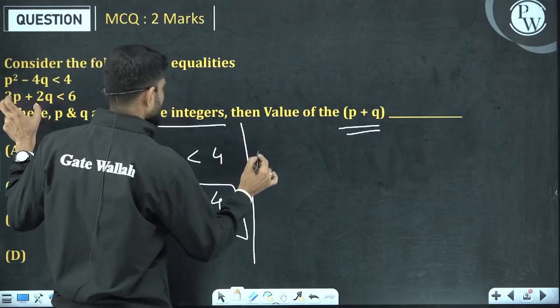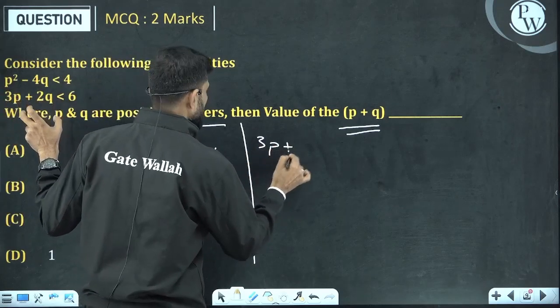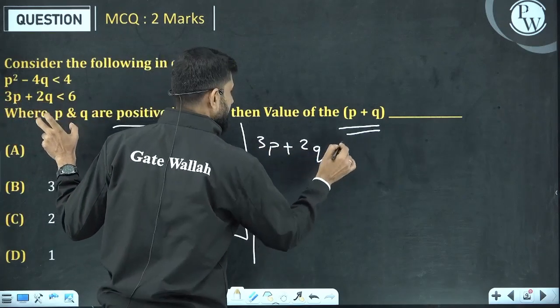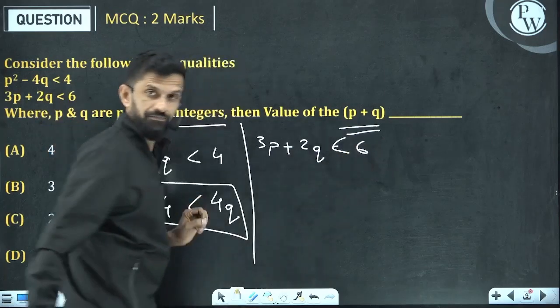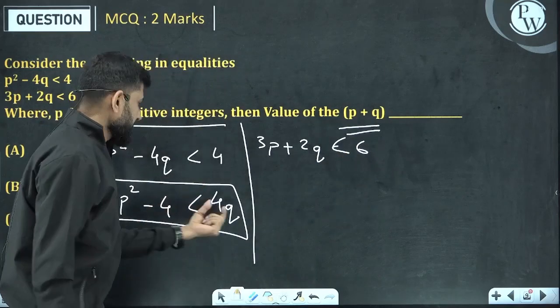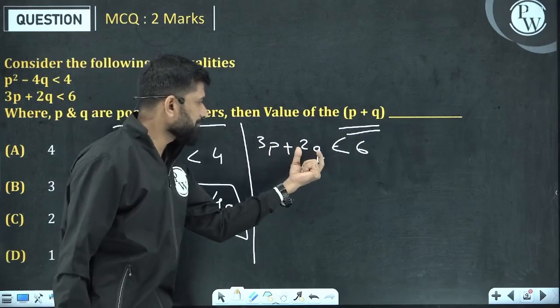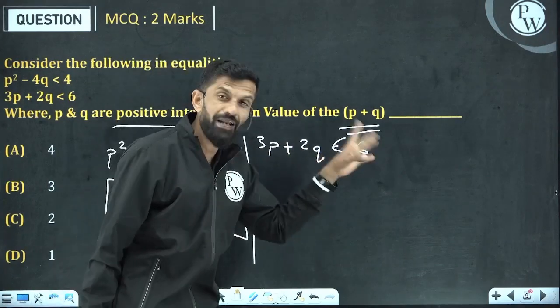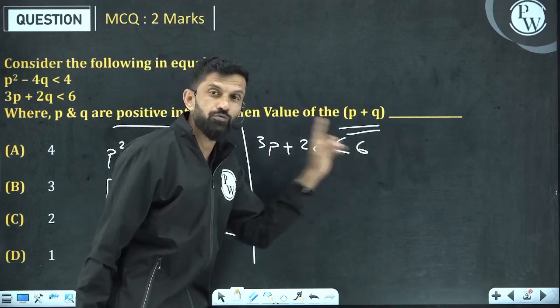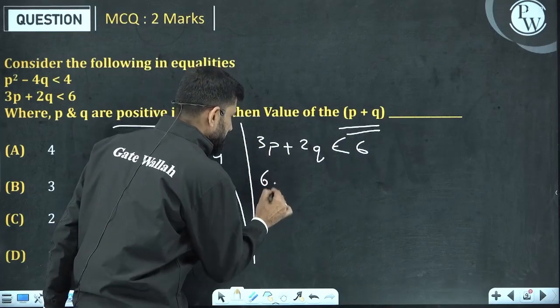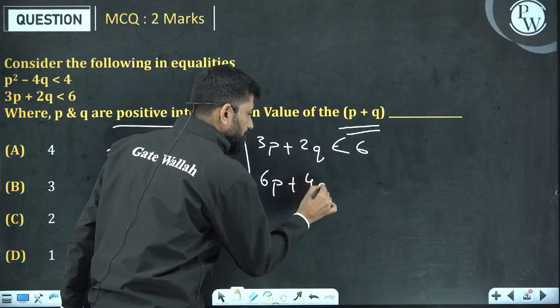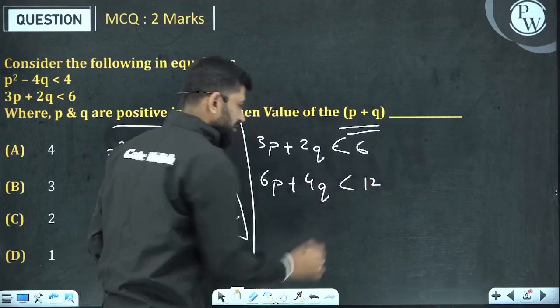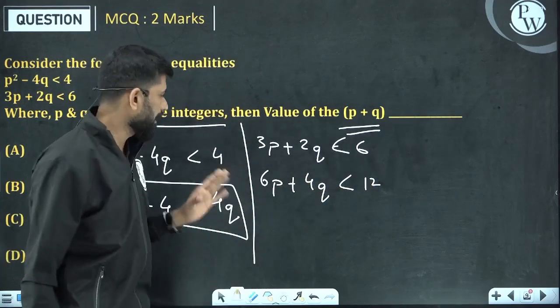Moving to the second one, they have given 3p plus 2q is less than 6. Here we are separating the 4q. Let us make this value 4q. In order to make this 4q, what we have to do? We have to multiply by 2. So if you multiply by 2, this will become 6p plus 4q is less than 12. Just to make this value 4q, I am doing this.